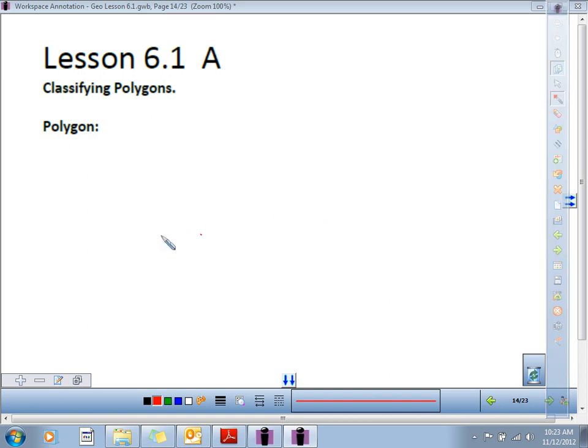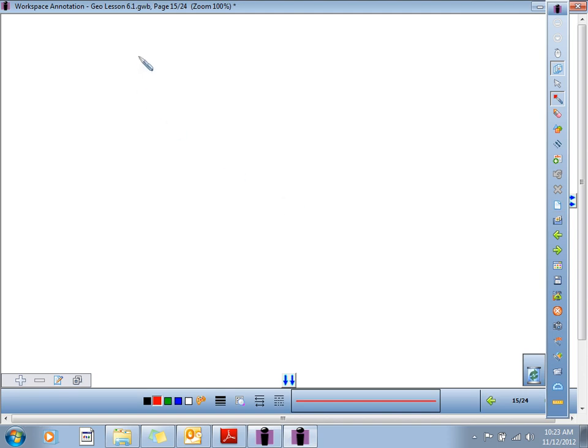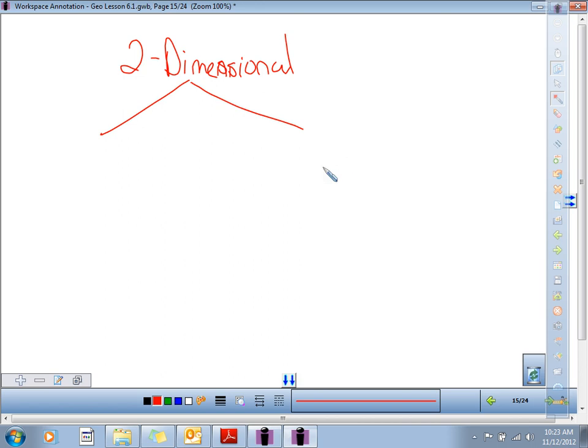with Geometry Lesson 6.1, and we will be talking today about classifying polygons. Now, what we need to think of is we have two-dimensional shapes, and this chapter we're going to work on breaking those two-dimensional shapes down and classifying them, much like we did triangles last chapter.